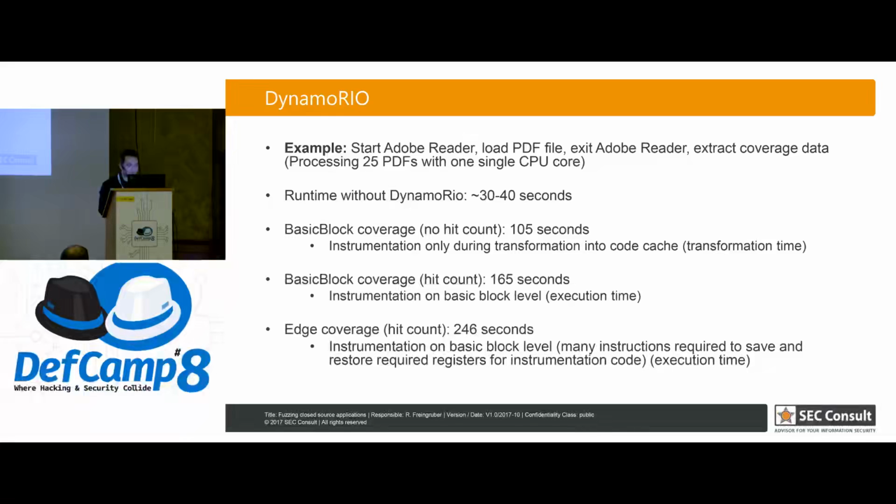And if you're now adding basic block coverage, so no hit count, I can extract this information at transformation time. You get about double or 3 times longer execution time. If you're now adding hit count to it, it gets even worse because we have to execute it every time at execution time. And edge coverage is really slow because it requires you to inject many instructions, because you typically need 2 registers for this and you have to restore them and so on. So that's also one of the reasons why many researchers mainly focus on just basic block coverage without the hit count, because it's faster.